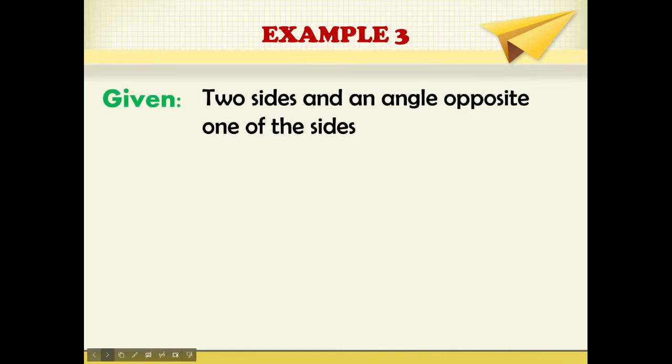So here, we're given two sides and an angle opposite one of the sides. So SSA. Therefore, this falls under case 2, the ambiguous case. So we have a equals 15, b equals 20, and angle A equals 27. So these are our given. Now let us analyze the given.